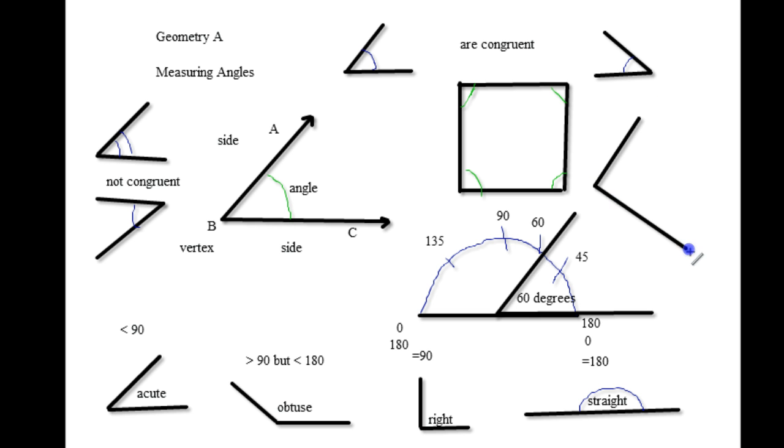Let's say you have an angle with another ray in between. These two angles would be adjacent. So this is adjacent with this because they're right next to each other. These two are not next to each other, so these are not adjacent.